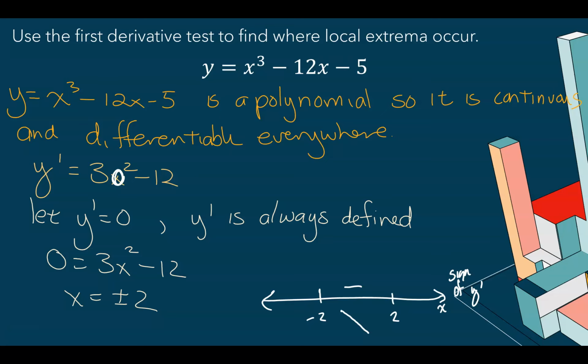And then choose some number greater than 2. Most people say like 3, but I think it's easier to use a number like 10, because 3 times 10 squared overpowers that 12, and we know for inputs greater than 2, y prime is positive, and x cubed minus 12x minus 5 increases. Then we need something less than -2. How about -1,000,000? -1,000,000 squared times 3 is going to be very positive and greater than the -12. So we get that y prime is positive from -infinity to -2. That's how you make a sign chart.